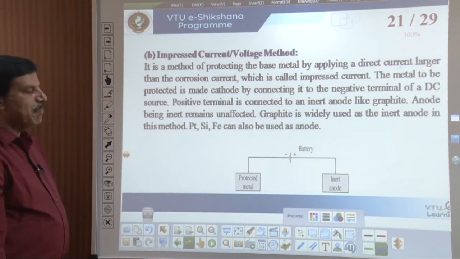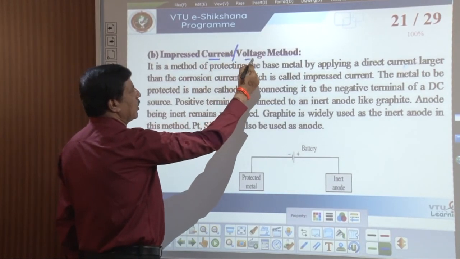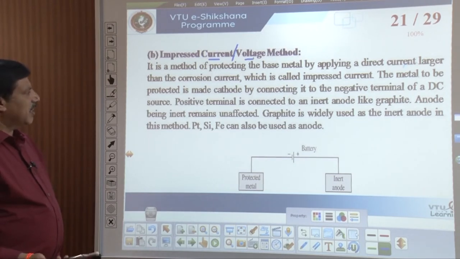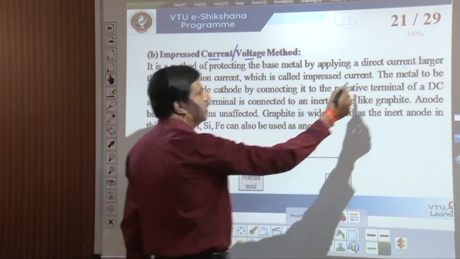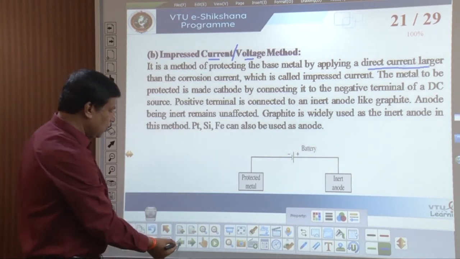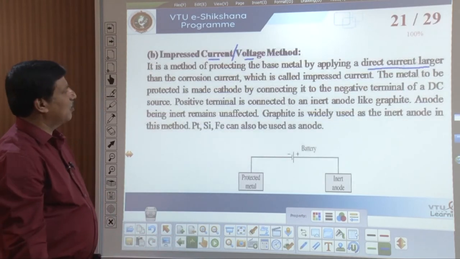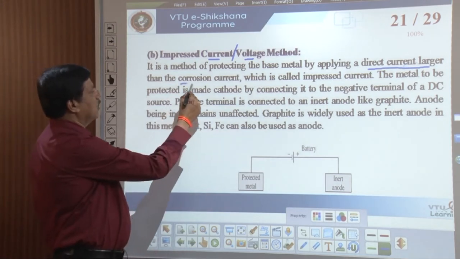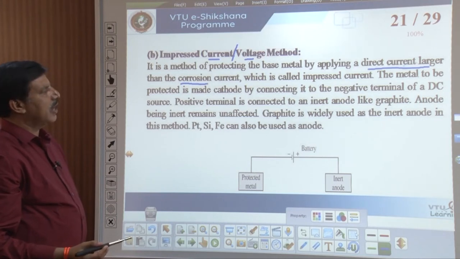Next is the impressed current or voltage method. Current and voltage are one and the same, I or V. Okay. Impressed current or voltage method. It is a method to protect the base metal by applying a direct current larger than the corrosion current. In the earlier one, you need not apply any current. That is a cheaper method. This one is a costly method. You have to pass current, which is called the impressed current method.